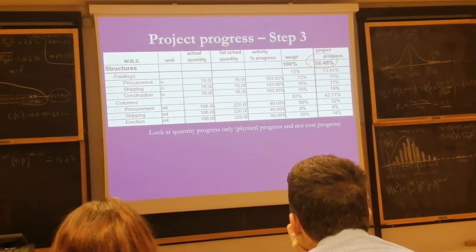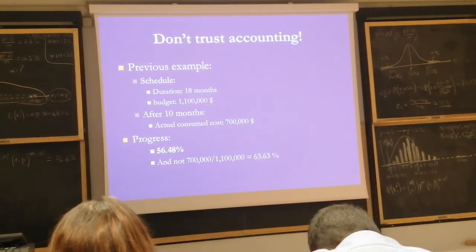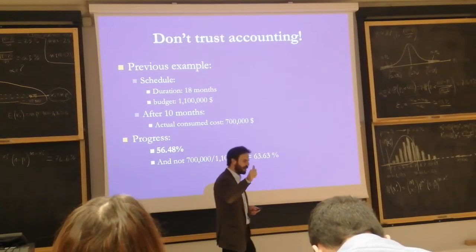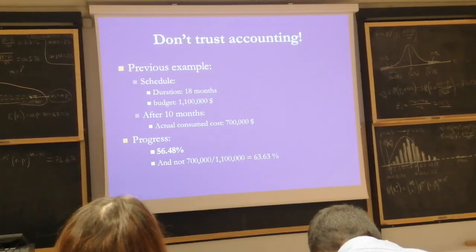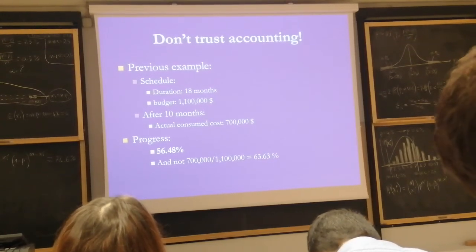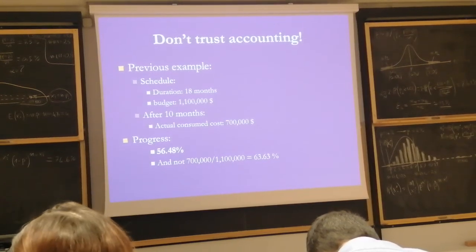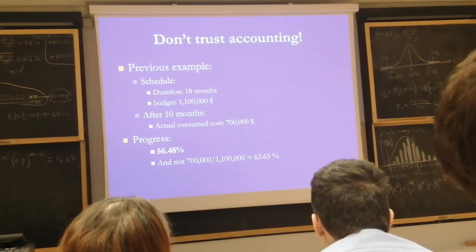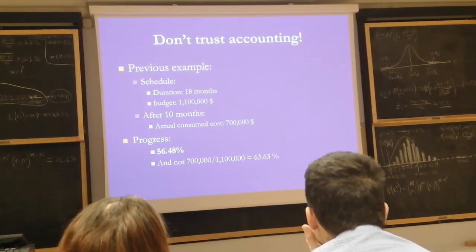Wow, so we're at 56.5%. Let's recall. A project which has budgeted duration as long as 18 months and 1.1 million cost. Now, 10 months into execution is experiencing actual value incurred of $700,000 and the physical progress worth approximately 56.5% progress.